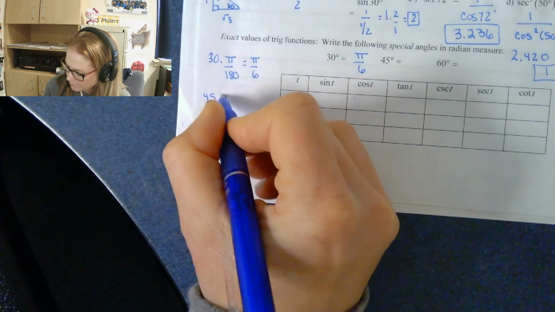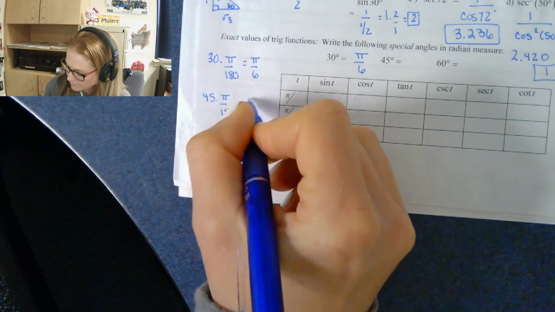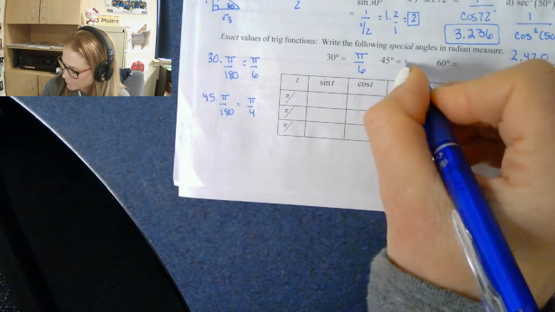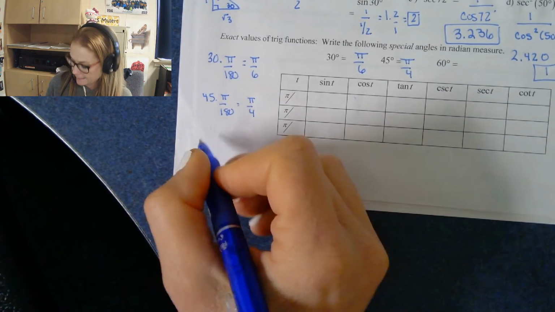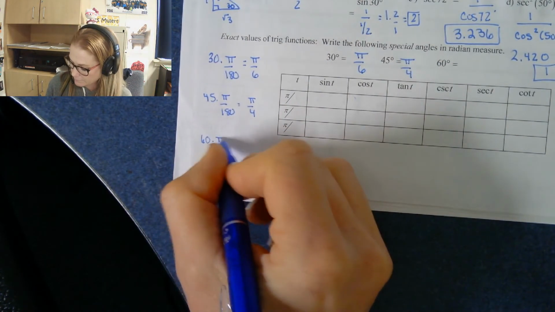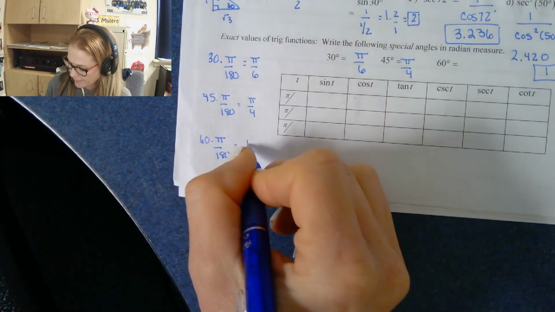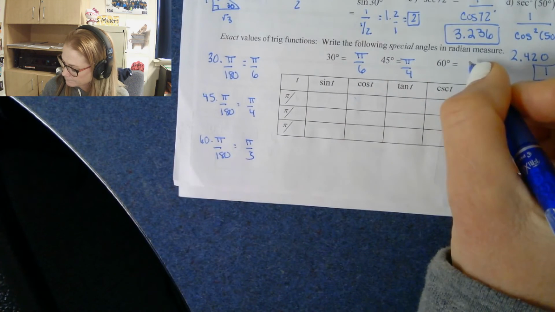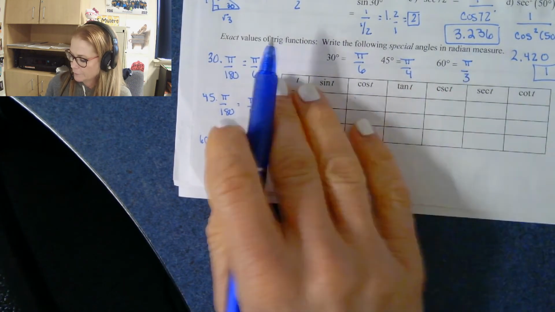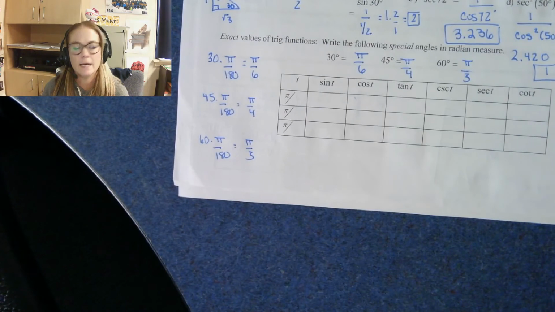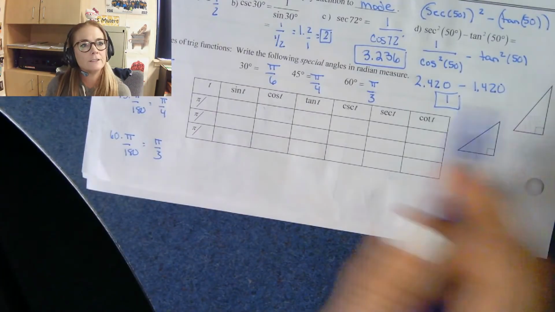45, pi over 180, pi over 4. 45 degree angles, pi over 4. Know that. And 60 degrees, convert, pi over 3. I promise you, by the end of the year, you'll be thinking in terms of radians, not degrees. But you can always think in terms of degrees if you need to.